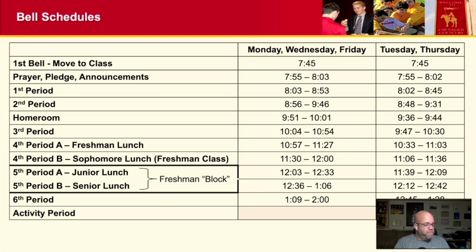So we have 6 periods in a day. For at least the first 3 weeks of school, we will run the same schedule every day, Monday through Friday. And then eventually we will start to use our activity schedule, which is Tuesdays and Thursdays. That schedule shortens every period by about 5 minutes so we can fit in an extra period at the end for activities.